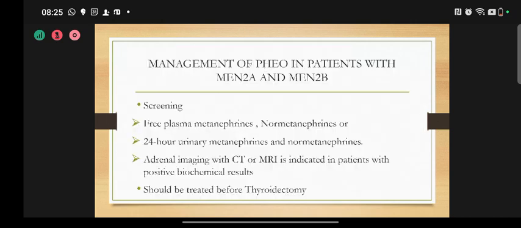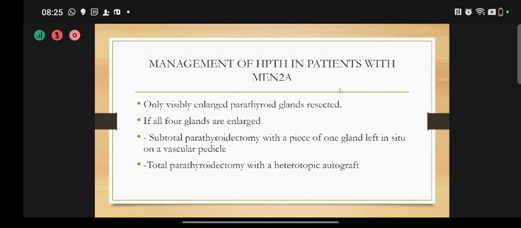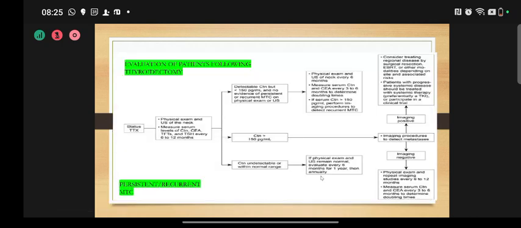As I already told, if a pheochromocytoma is identified during the workup, it should be managed before the thyroidectomy. And if there is hyperparathyroidism, we can examine the parathyroid glands. Only the visibly enlarged glands have to be resected. If all four glands are enlarged, we can do a subtotal parathyroidectomy or a total parathyroidectomy with autotransplantation.